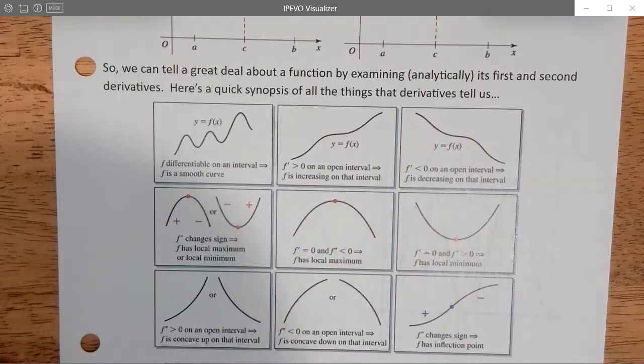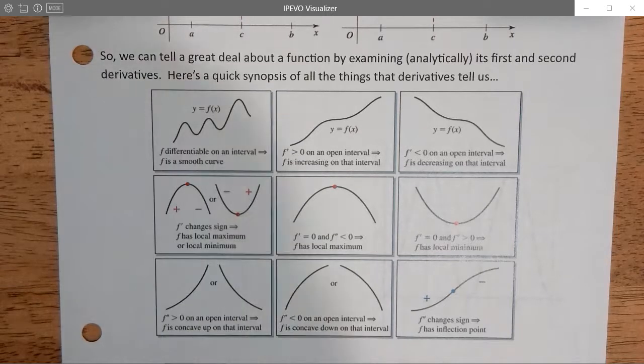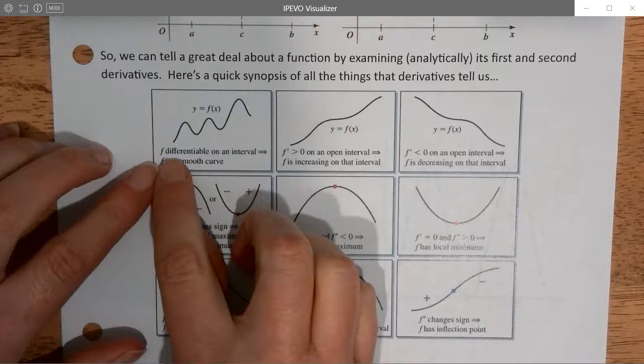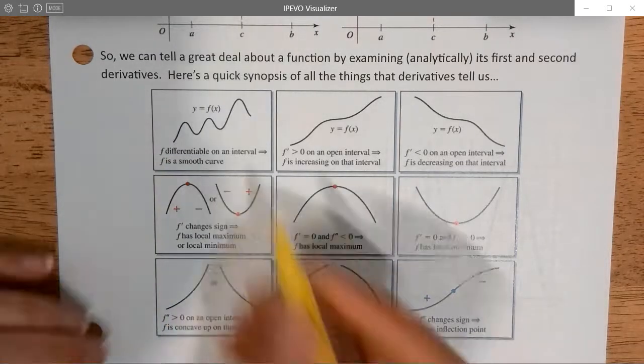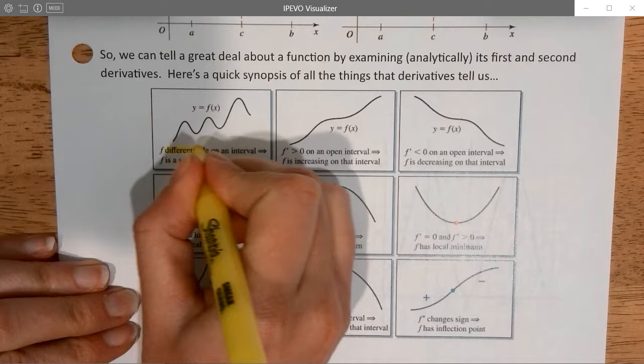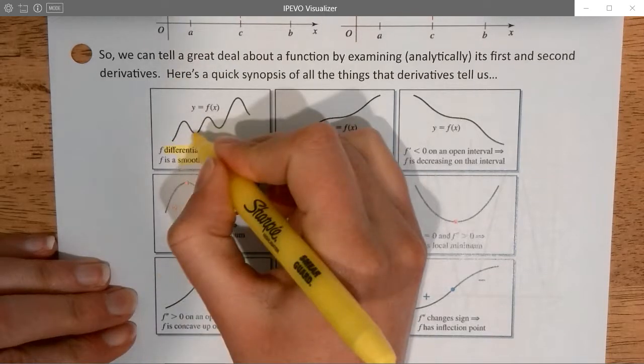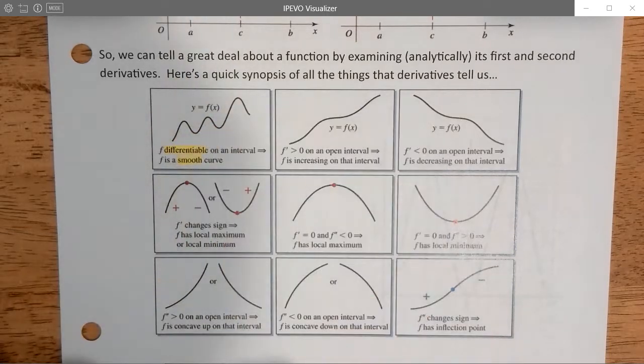Alright, at the bottom we have a summary. We can tell a lot about a function by examining analytically its first and second derivatives in our summary right here. First of all, if f is differentiable on an interval, differentiable means that it's going to be smooth on the interval. So there are no sharp changes to this. There are no peaks, nothing sharp. It's all differentiable, it's all smooth.